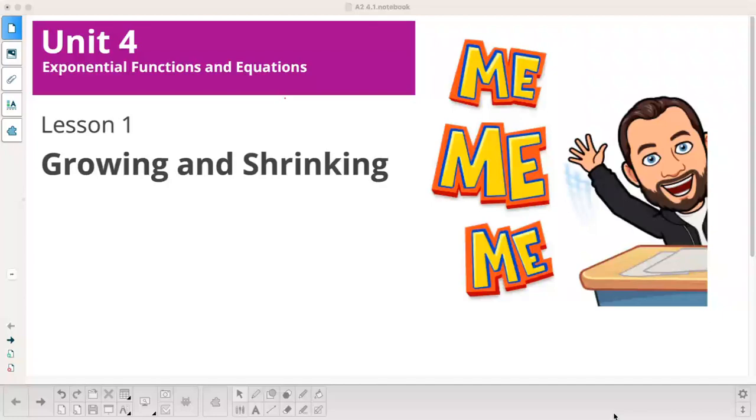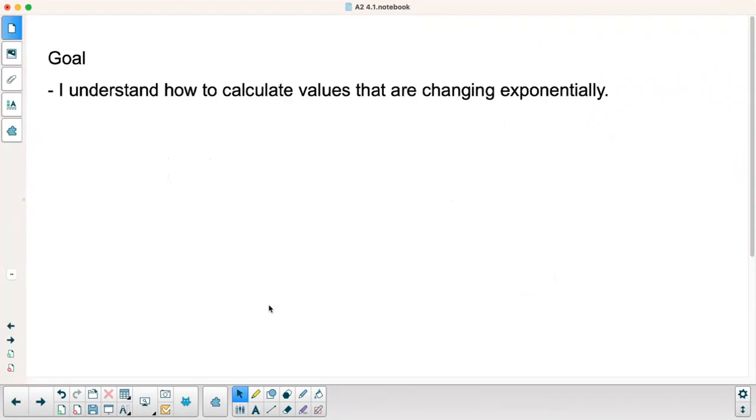Okay, Illustrative Math, Unit 4, Lesson 1 is called Growing and Shrinking. All right, so our goal today is: I understand how to calculate values that are changing exponentially.